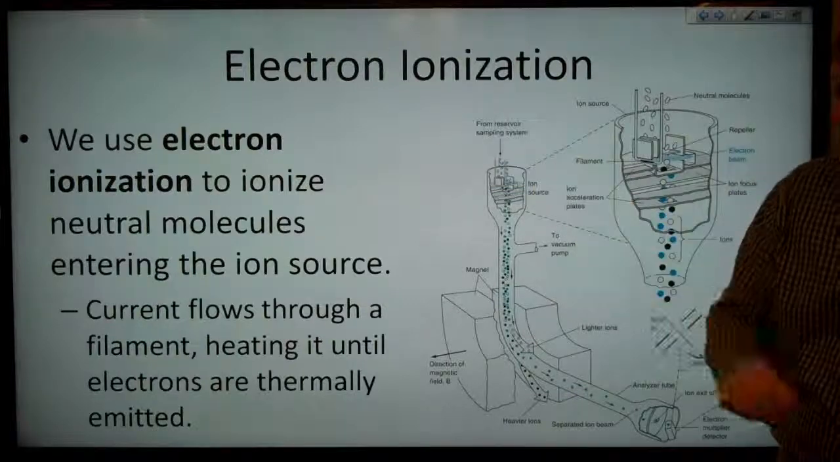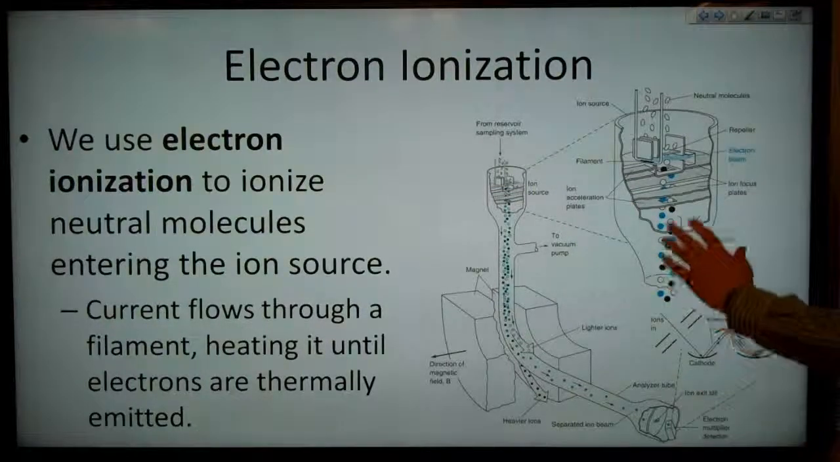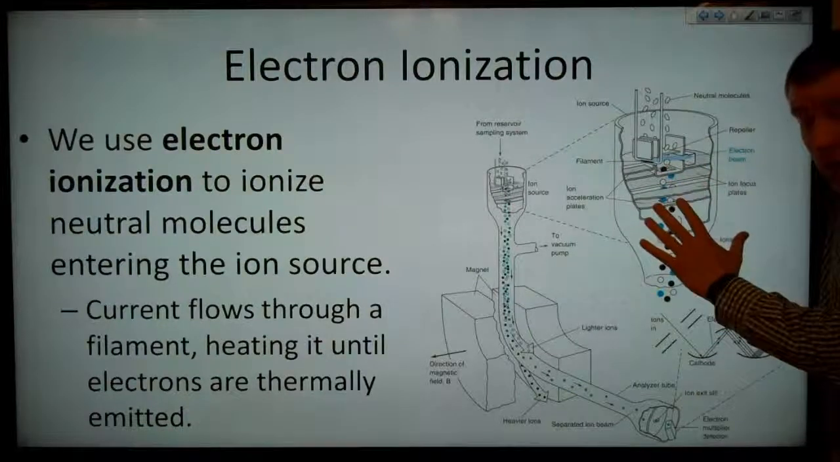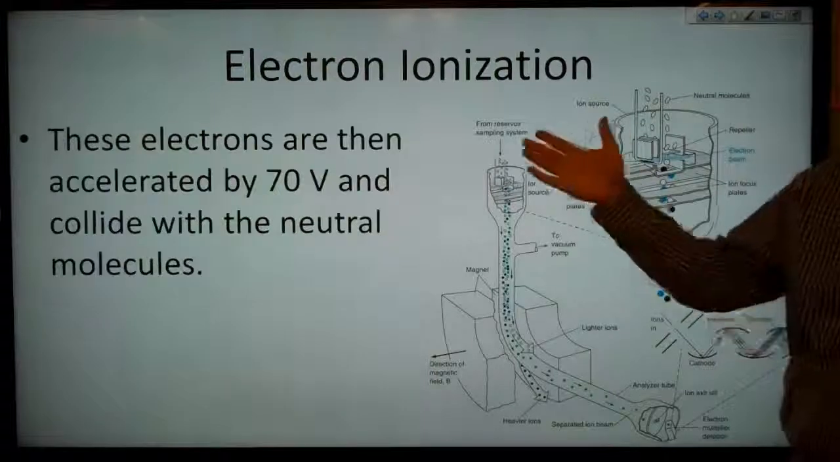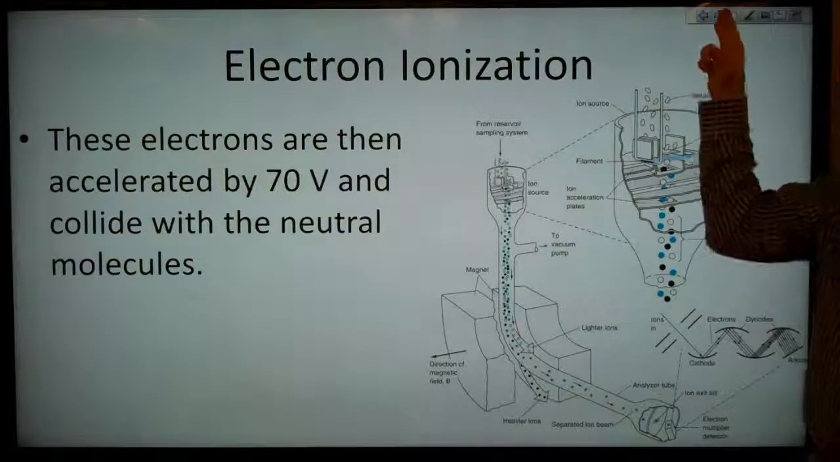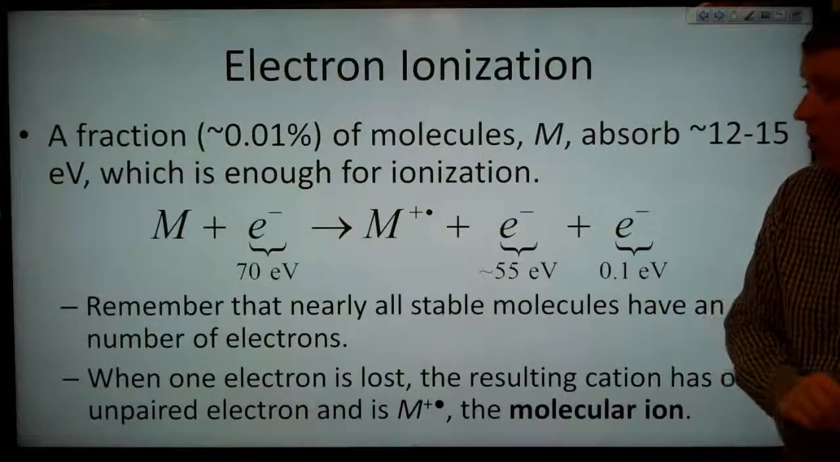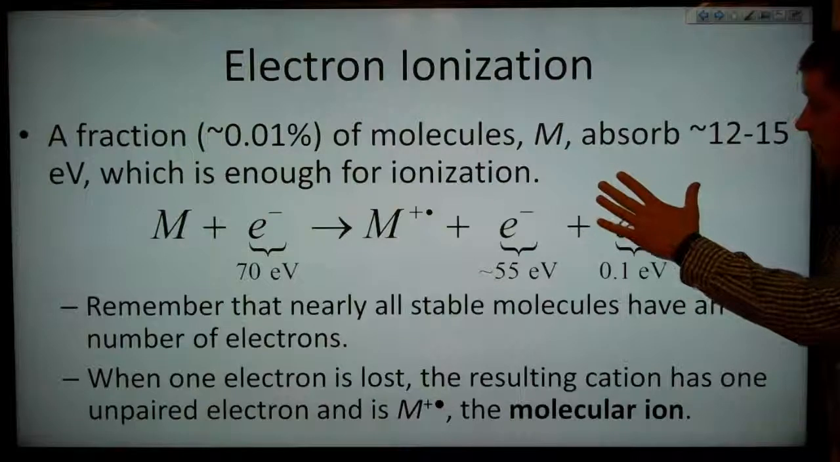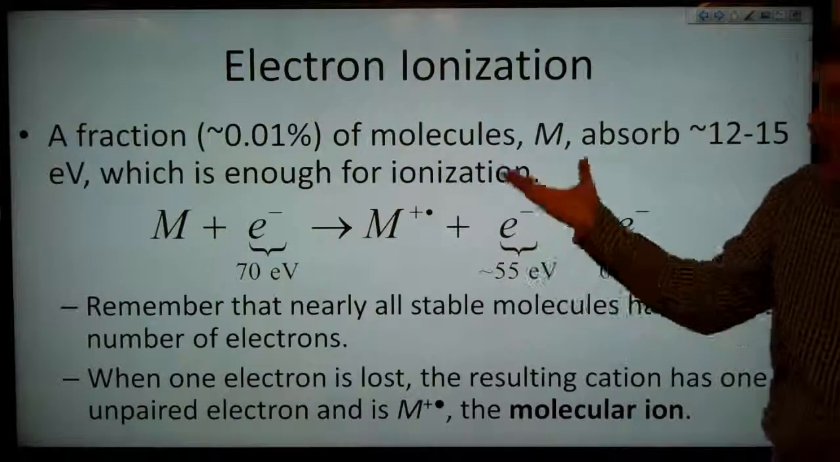So we use electron ionization to ionize neutral molecules entering the ion source up here. Current flows through a filament, heating it until the electrons are thermally emitted. Those electrons are then accelerated by about 70 volts and collide with our neutral molecules. And a fraction, a very small fraction, only 0.01% or so, of our molecules will absorb somewhere between 12 and 15 electron volts, which is enough for ionization.